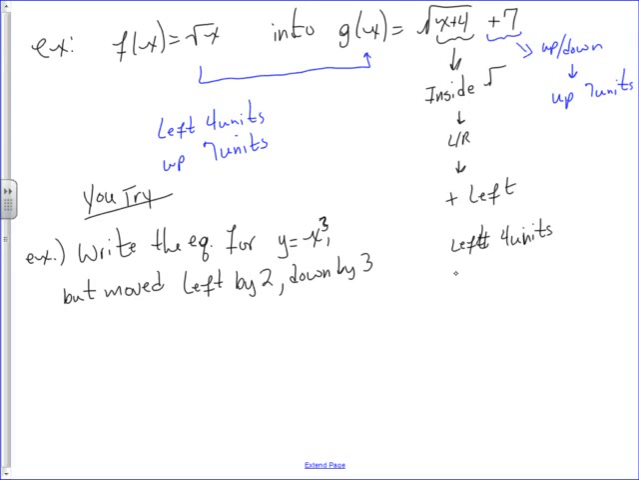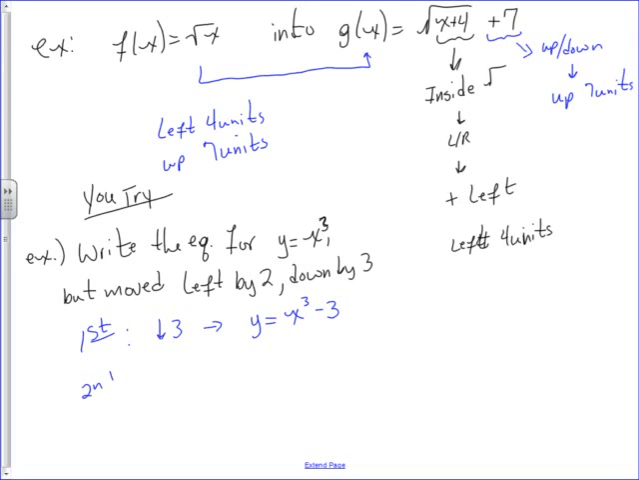Okay, so first off, let's start with the down by 3. Okay, let's start with the vertical shifting. We know the vertical shifting is outside the parentheses, or it's tacked on to the end of the equation. So our first move is going to be down 3. So that means our equation is going to look like y equals x cubed minus 3. Again, we just threw the negative 3 onto the end.